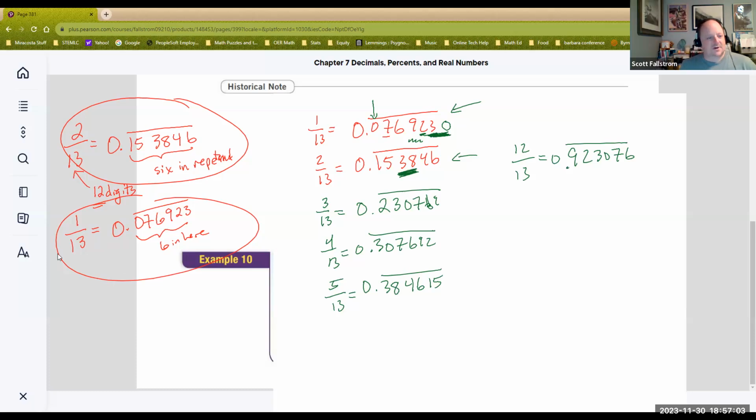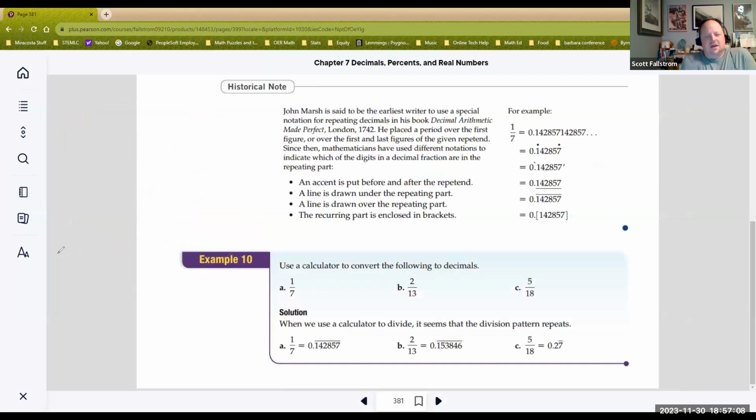And something that I really enjoy about these numbers is you can actually use them to create all possibilities. And then you may not have to go through the long division every time. So pretty sweet. All right, let's continue.